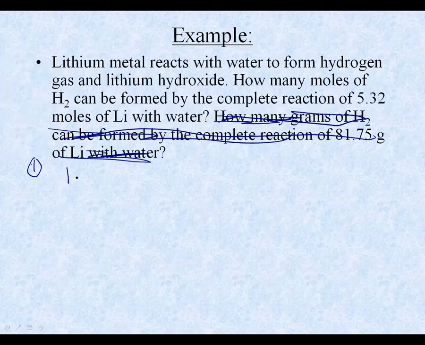So lithium metal would be Li. Again, it would have no charge because it's by itself and not combined with anything. It reacts with water, which is H2O, and it will form hydrogen gas. A reminder that hydrogen gas is a diatomic molecule, so how it comes naturally is H2, and then it will form lithium hydroxide. This is when lithium would get a charge of +1, and it would combine with hydroxide, which is -1, to give us LiOH.